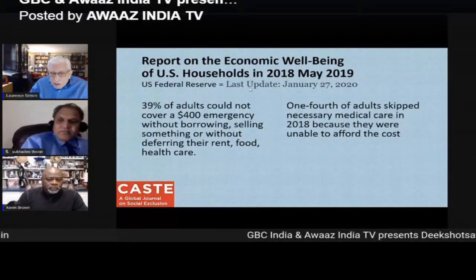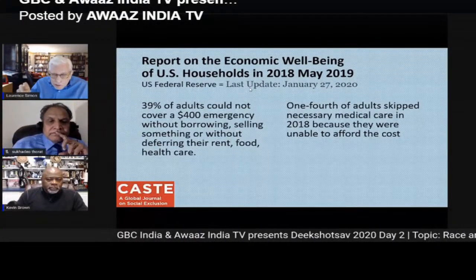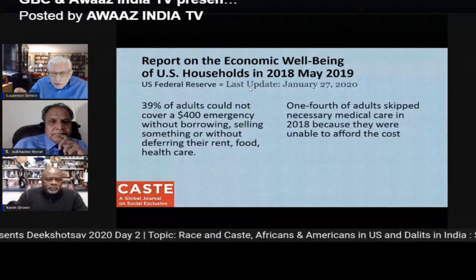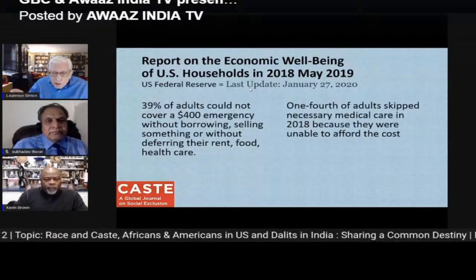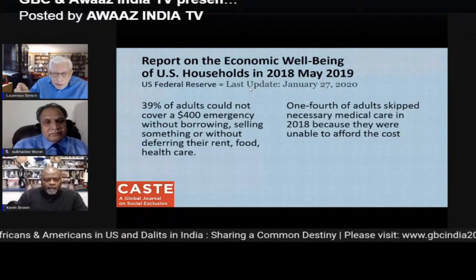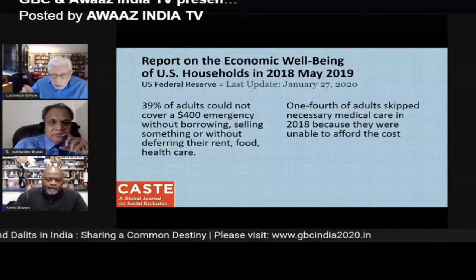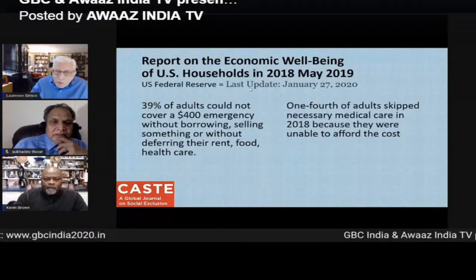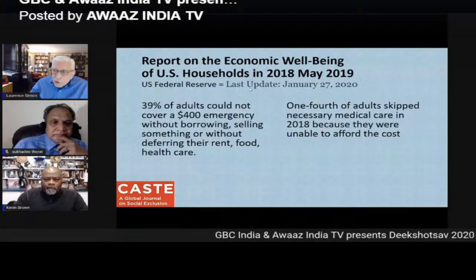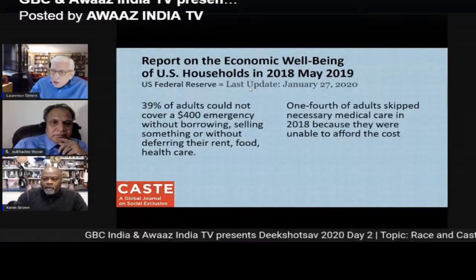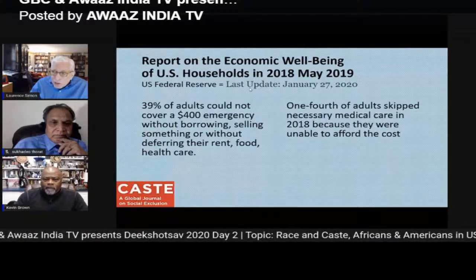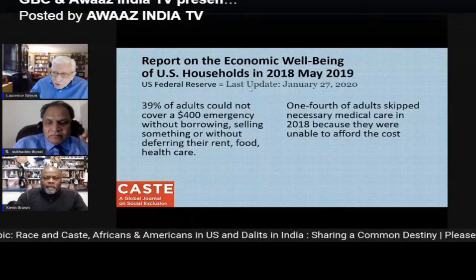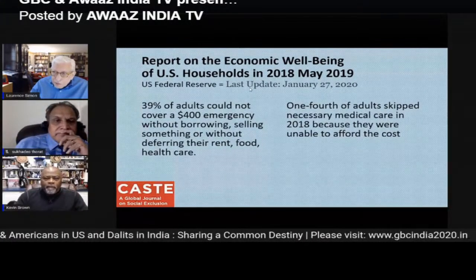39% of adults. Now, this is not divided racially, but because there are a lot of poor Blacks in America also, I think it shows us something about the segregation in our society and the ongoing oppression in our society that results in the poverty that we see in America, including all races, while weighted, of course, toward the people of color. 39% of adults could not cover a $400 emergency without borrowing or selling something, or without deferring their rent, food, or health care. That's astounding in what is the richest country in the world. 39% of adults could not cover a $400 emergency.